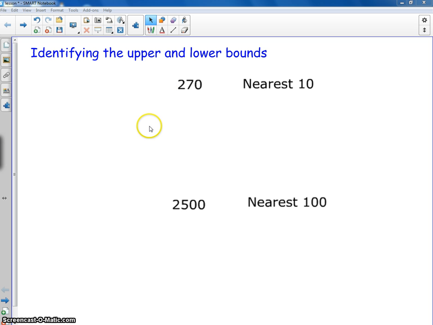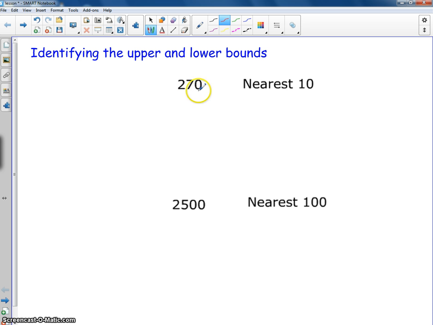Now, a lot of you should be familiar with this. The lower bound is a number that is the smallest possible number, and the upper bound would be the highest possible number. Now, I can explain further about that while we do the exercises.